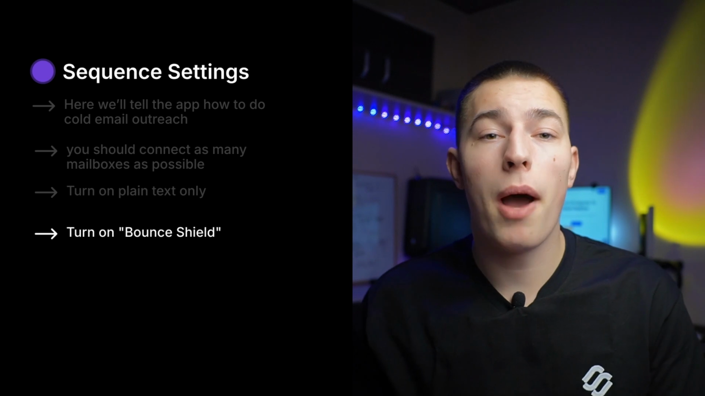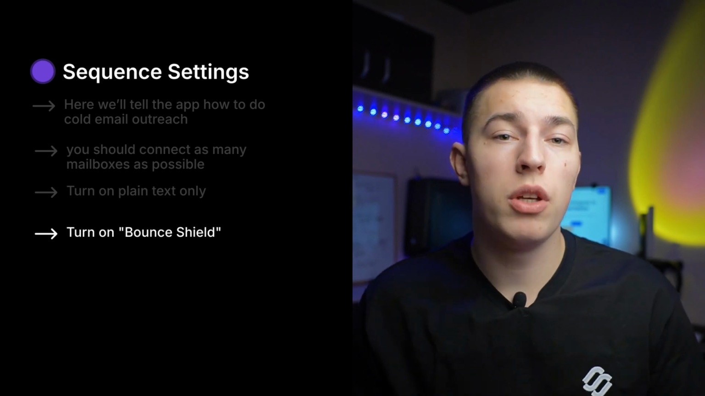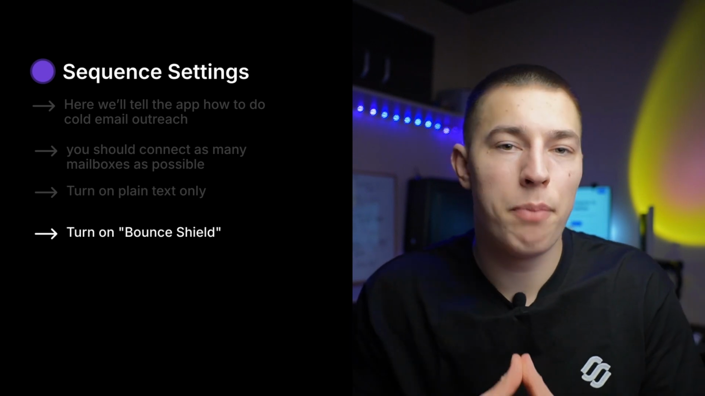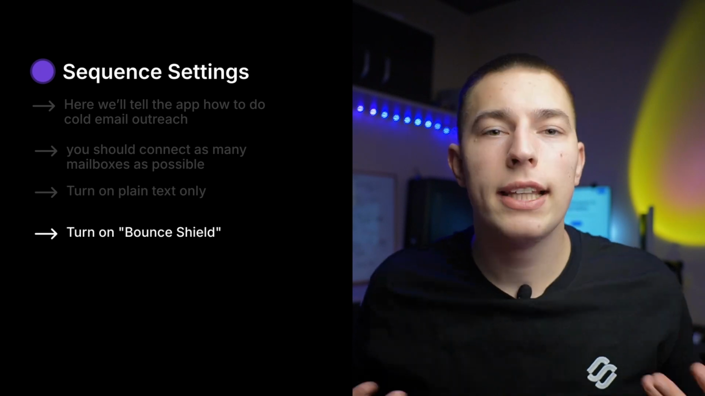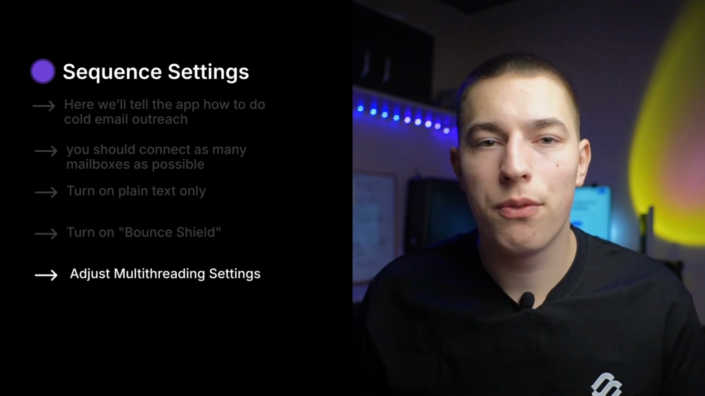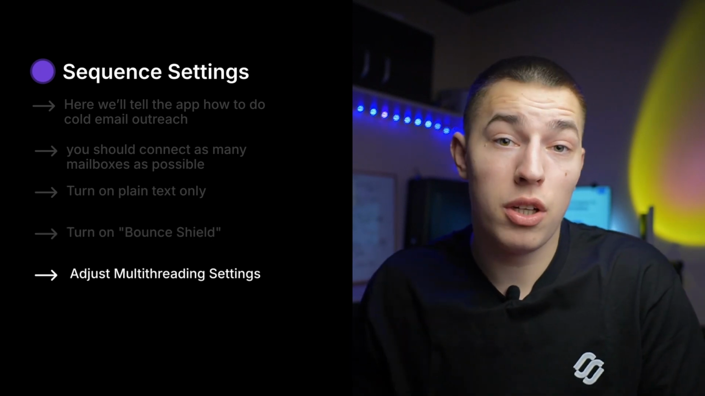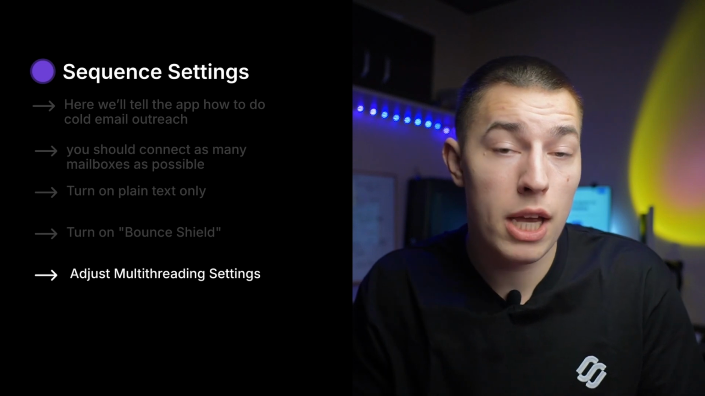Third, turn on the bounce shield option to avoid reaching out to email addresses that have a history of bounces. This is just an extra feature. Lastly, adjust multi-threading to your preferred option. Either stop reaching out to the company if someone from the same domain replies, or don't.